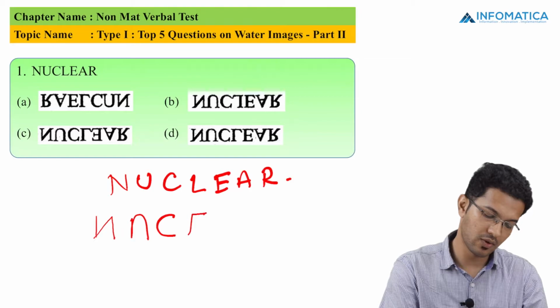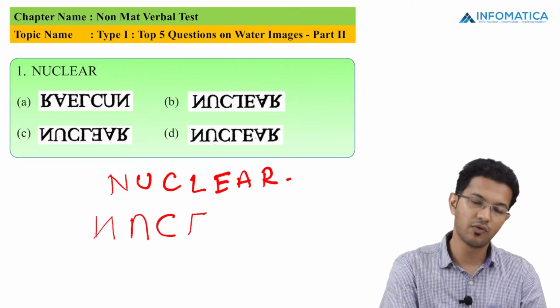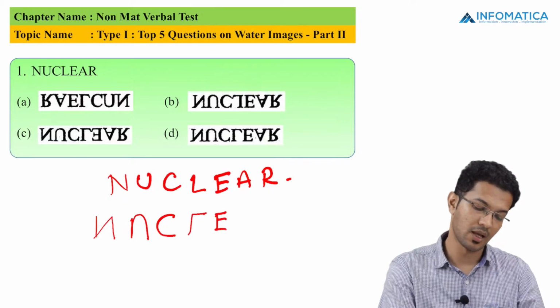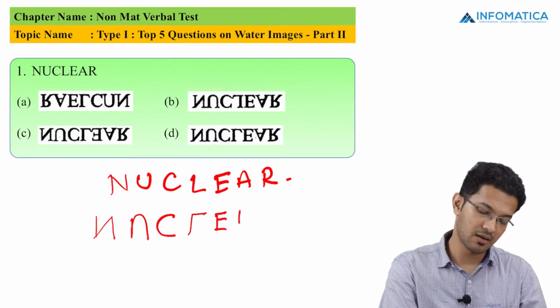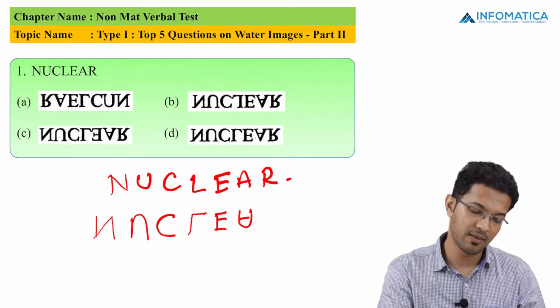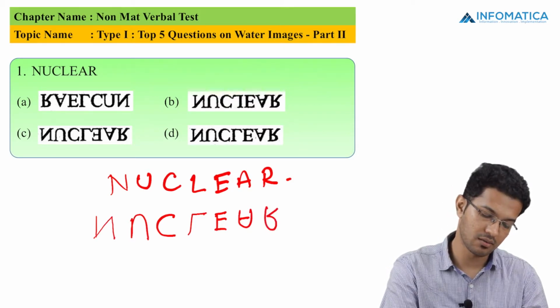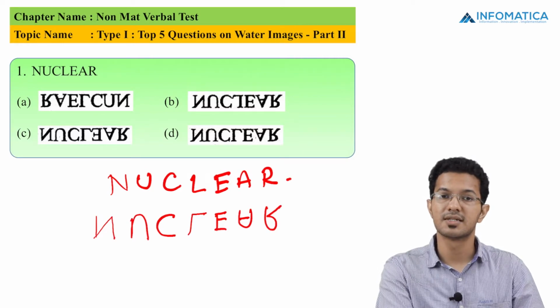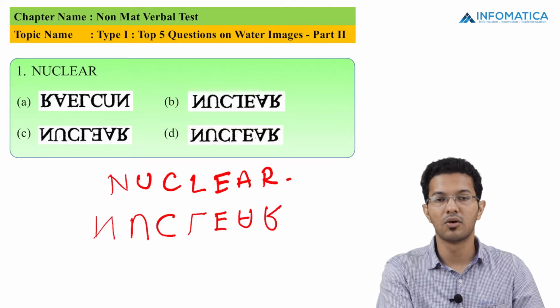Then L looks somewhat like this. Then if we go for E, there will be no change in E. The next one is A. It's an inverted image of A. And the last one is R. So if you look at all the 4 options, students, we can say that the answer to this question will be option D.